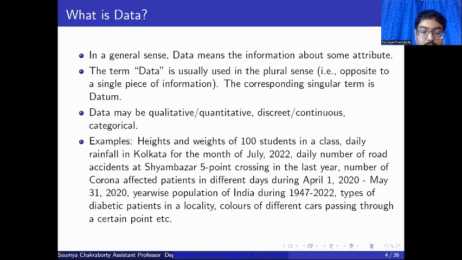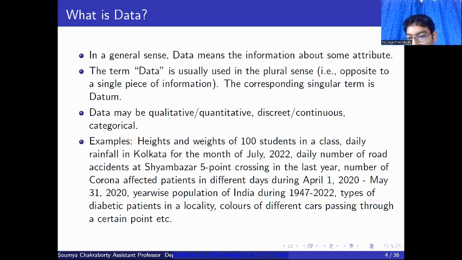Let us see some examples of data. Suppose heights and weights of 100 students in a class, say class 9, or daily rainfall in Kolkata in centimeter or in millimeter for the month of July in 2022. This is just dummy. It may be hour-wise data, daily data, or yearly data. Then daily number of road accidents at some point, let's say Shambhajar 5 point crossing in the last year, number of corona affected patients in different days during April 1 to May 31 in 2020.